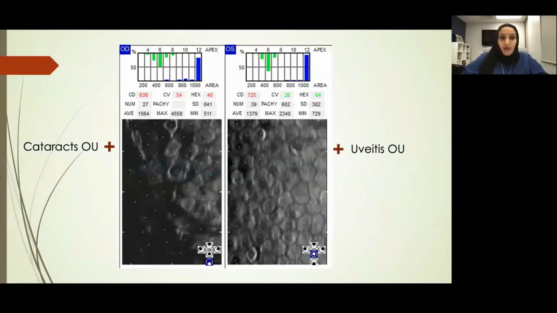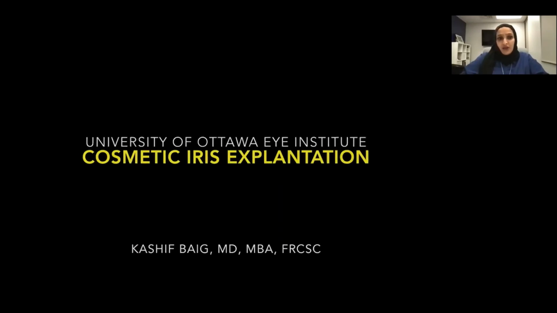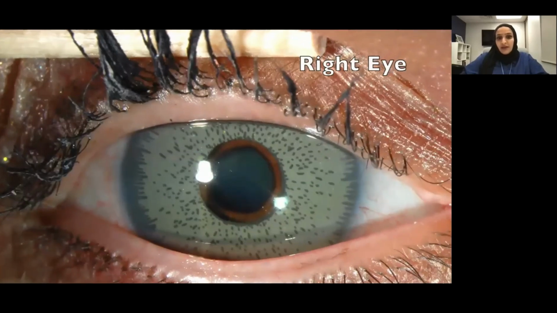Patient came with cataracts in both eyes, endothelial starting to decompensate, where you can see the cell counts, and uveitis in both eyes. Explantation of both devices was done. I'm going to show you the video here. This is the right eye.